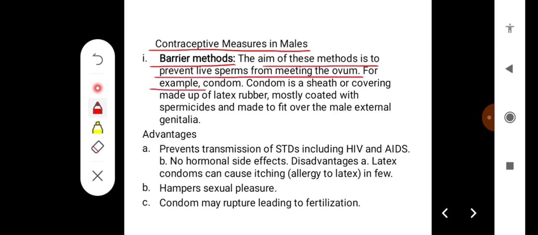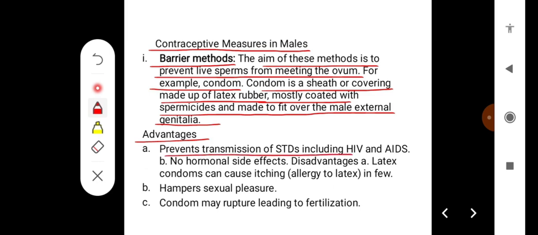For example, condom. A condom is a sheath or covering made up of latex rubber, mostly coated with spermicides, and made to fit over the male external genitalia. Some of the advantages of condoms are they prevent transmission of sexually transmitted diseases including HIV or AIDS, and they have no hormonal side effects.